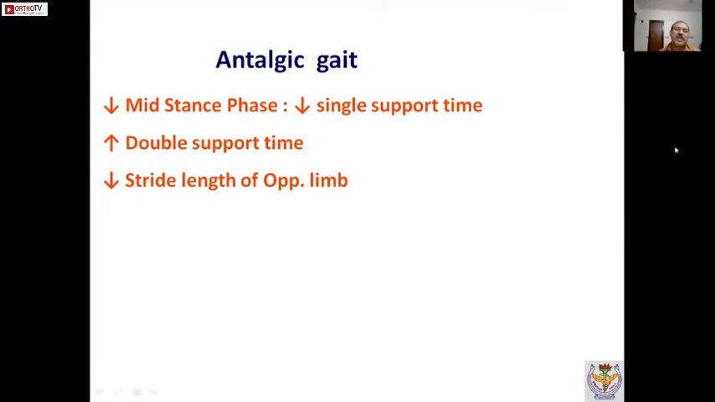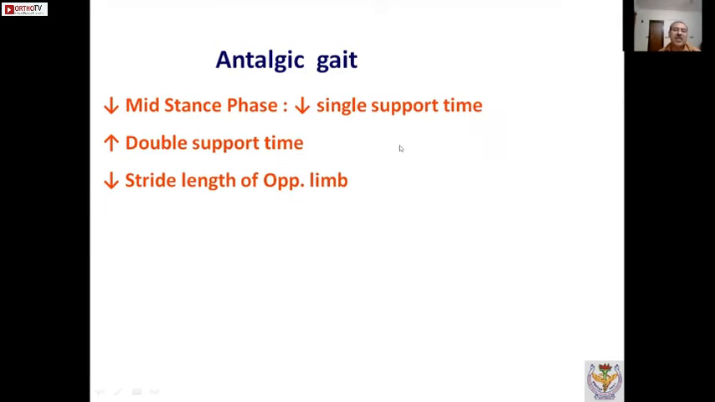And very important is the stride length of the opposite limb that decreases. I'll show how this happens on the opposite side in the next video, because here the moment he takes a longer step length on the opposite side, that means he has to stand on one limb, which is the affected limb, for a longer time.